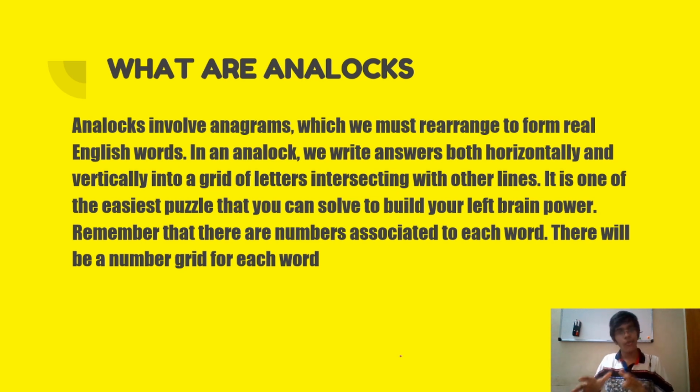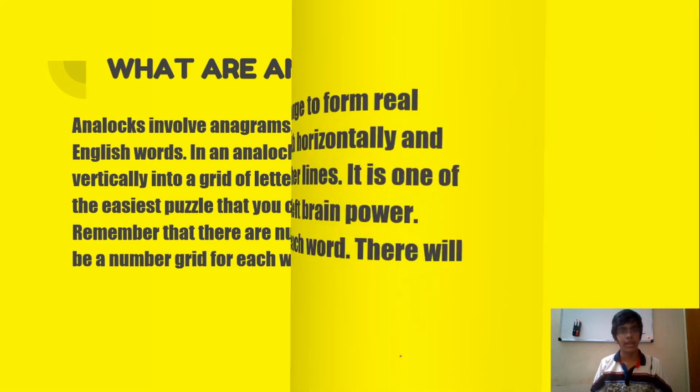It is somewhat similar, but what you have there is some sort of a rectangle, and there will be one marked, and there will be a horizontal space and a vertical space. So if you find the word for 1, then you have to write the word horizontally as well as vertically at the number 1 position. So I'll show you what this is. There will be a number grid for each word.